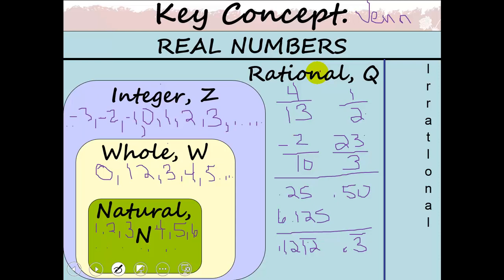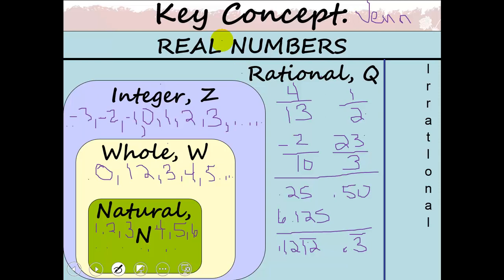So you see how this list is working? Okay, so if you're a natural, you're a whole, you're an integer, you're a rational, and you're a real. If the number is a whole, say 0, then it's whole, then it's an integer, then it's rational, then it's real. If the number is -10, then it's an integer, it's rational, and it's real. If you have 4/13, then it's rational and it's real.